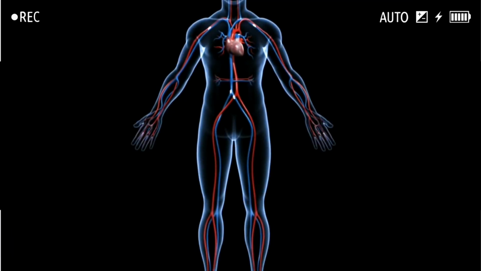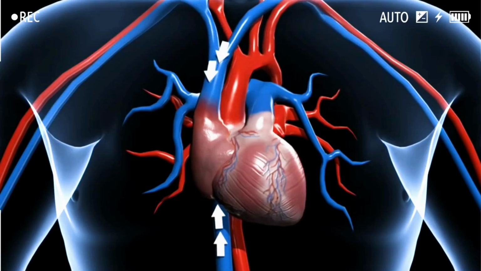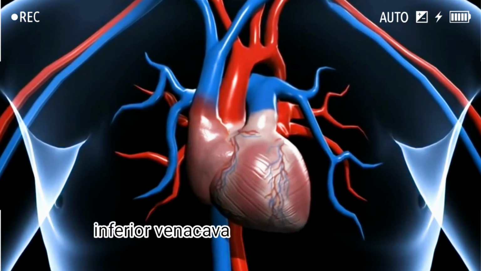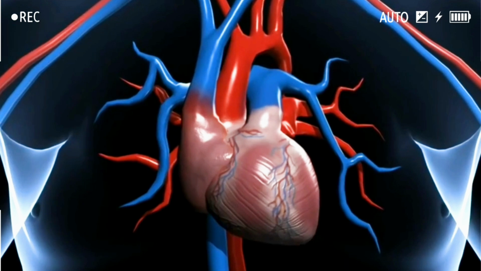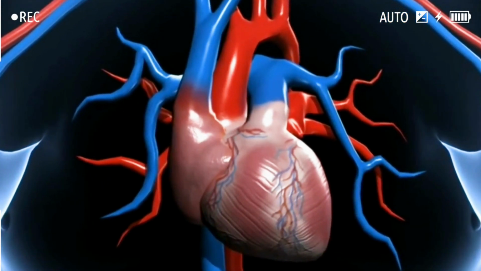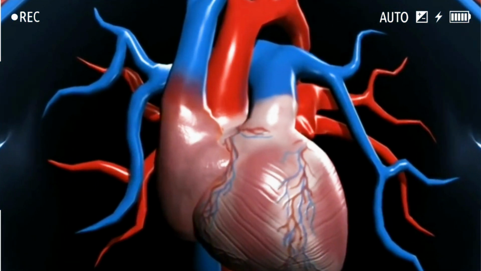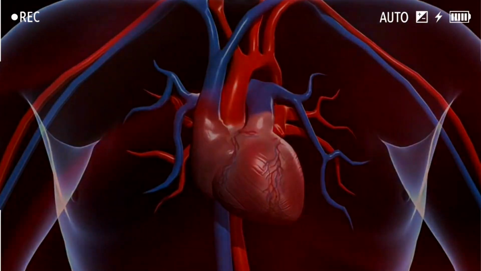Okay, now let's talk about the way of blood circulation. Here, deoxygenated blood from all cells is collected by veins and brought to the heart by the superior vena cava and inferior vena cava. The superior vena cava brings the deoxygenated blood from above shoulder level, including the brain, while the inferior vena cava brings the deoxygenated blood from below the shoulder level.